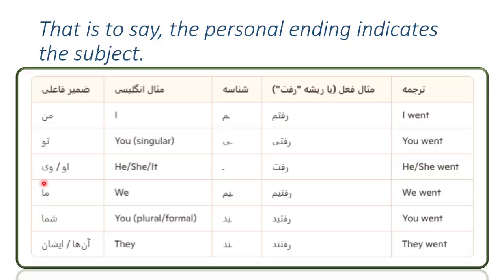Look at this. Man means I, تو, you, او یا وی, he, she, it, ما, we, شما, you in plural form, and آنها یا ایشان means they. That is to say, the personal endings um, i, am, id, and nad indicate the subject. Um indicates I, i indicates you, and for he, nothing is necessary. We just use the base. Im indicates we, id indicates you, and nad indicates they.